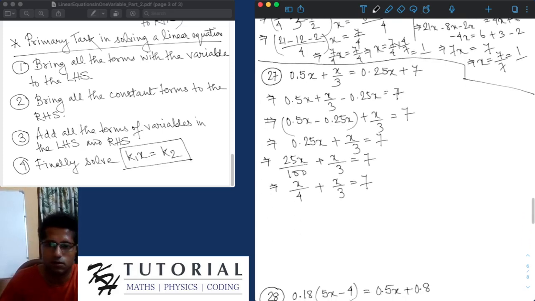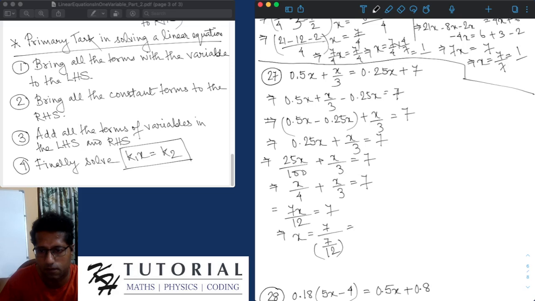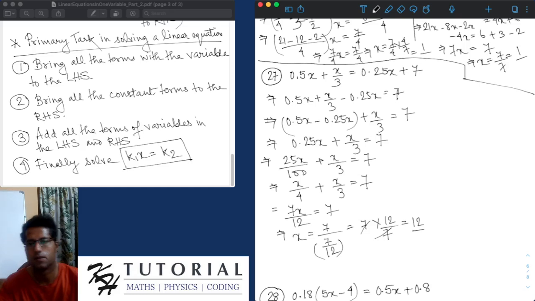Now I will add up the x terms. This is nothing but 7x by 12 equals 7. This implies x equals 7 divided by 7 by 12, which is nothing but 7 multiplied by the reciprocal of 7 by 12, that is 12 by 7, and this is 12. So 12 is the answer.